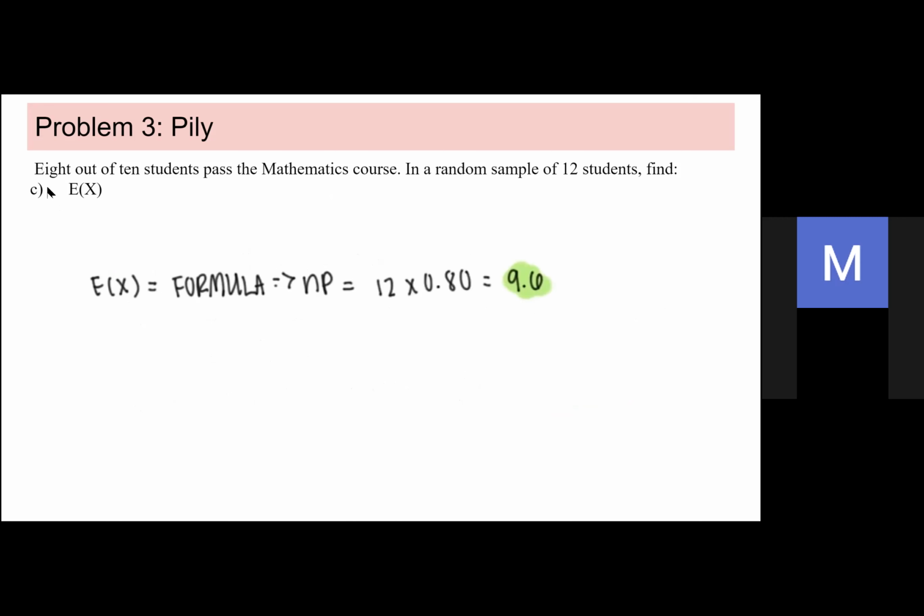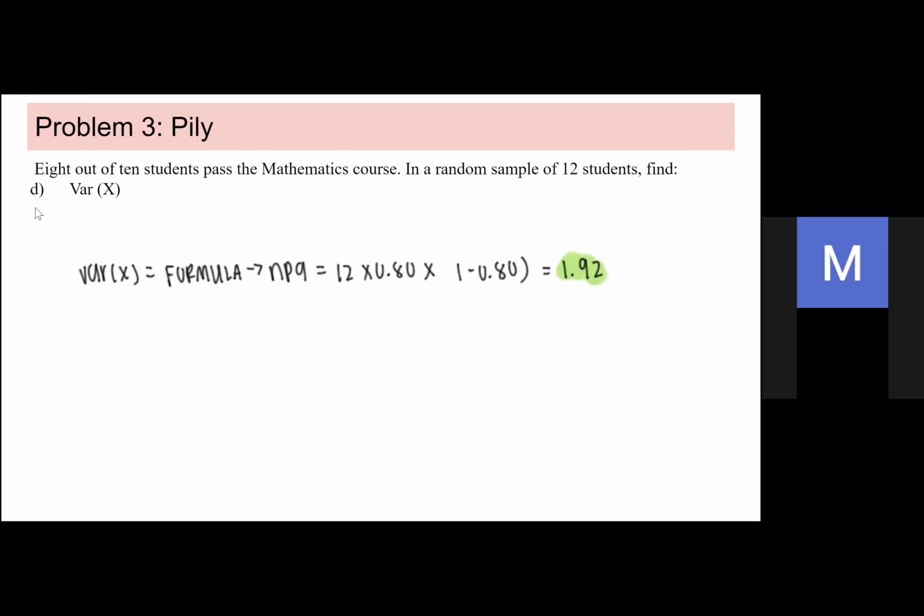For the expected value, we will use the formula of n times p. So we take the sample, the number of students, times our probability. So it's 12 times 0.80, adding up to the answer of 9.6 as our expected value.